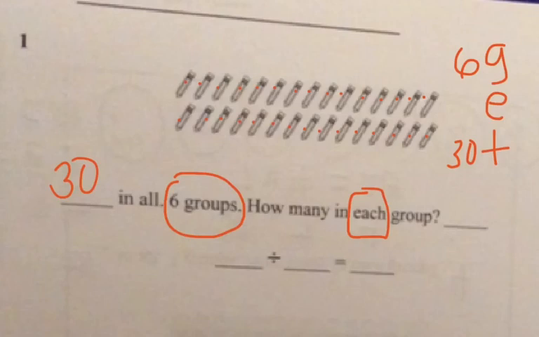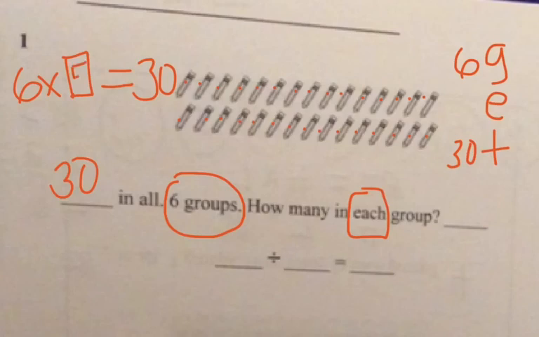So for this one, you need to work kind of backwards. So I know my product is going to be 30, and I have 6 times something is going to get me to 30. So my answer here is going to be 5. So according to this equation, I need to separate the pencils into 6 groups with 5 inside each group.